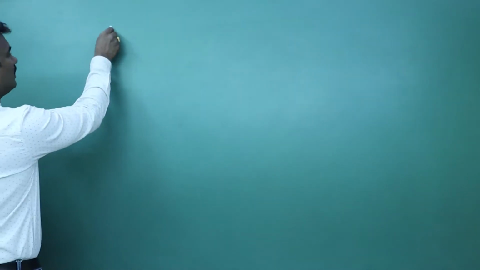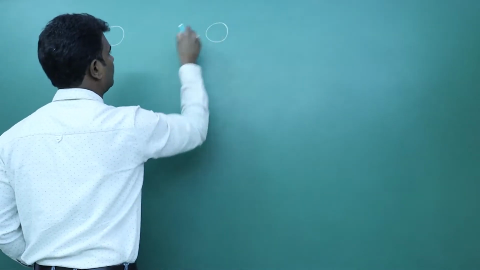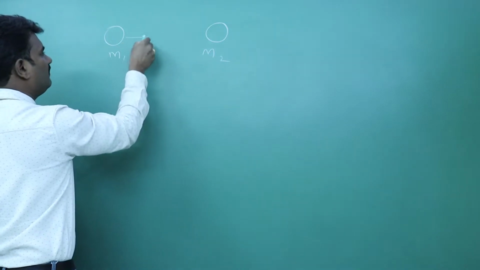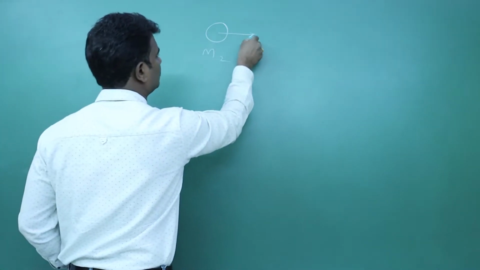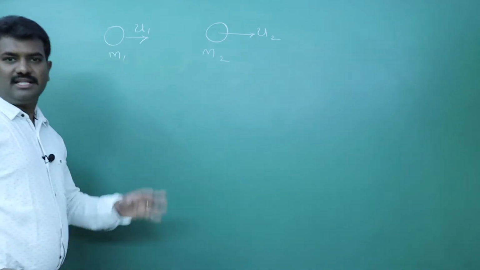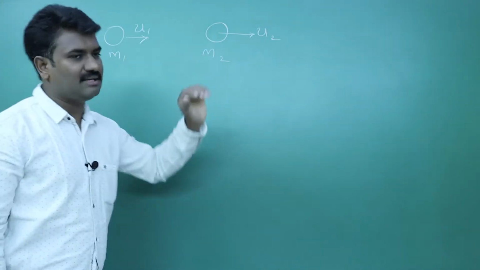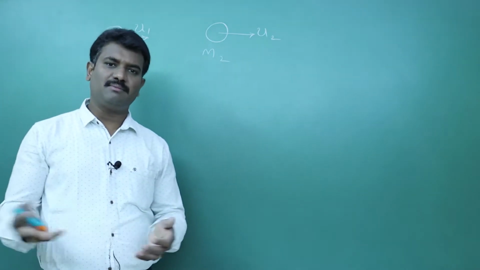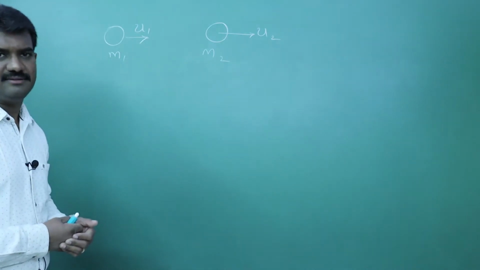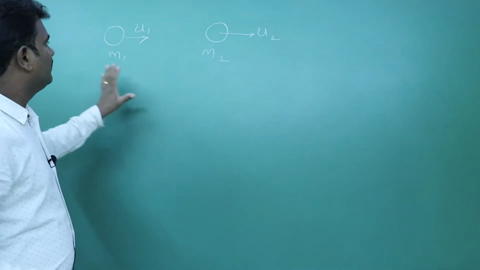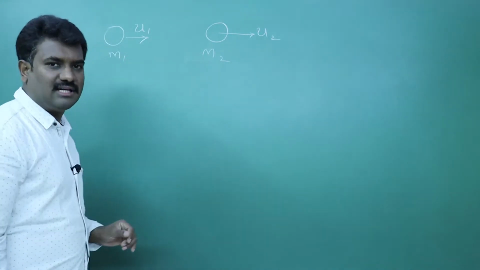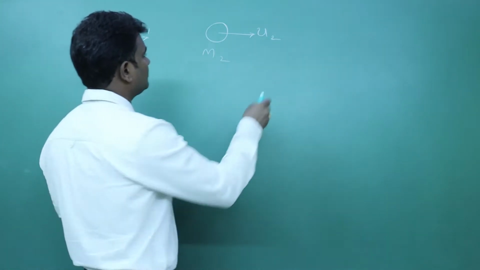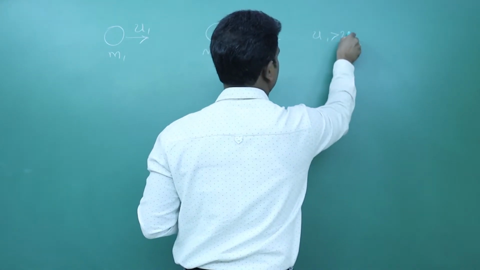Consider there are two bodies of masses m1 and m2 moving with velocities u1 and u2. In this picture I am showing both are moving in the same direction, but it is not necessary. They may move in the same direction or in opposite directions, it doesn't matter. But in this particular example, I am taking that they are moving in the same direction. So as to execute collision, u1 must be greater than u2. This is my condition.